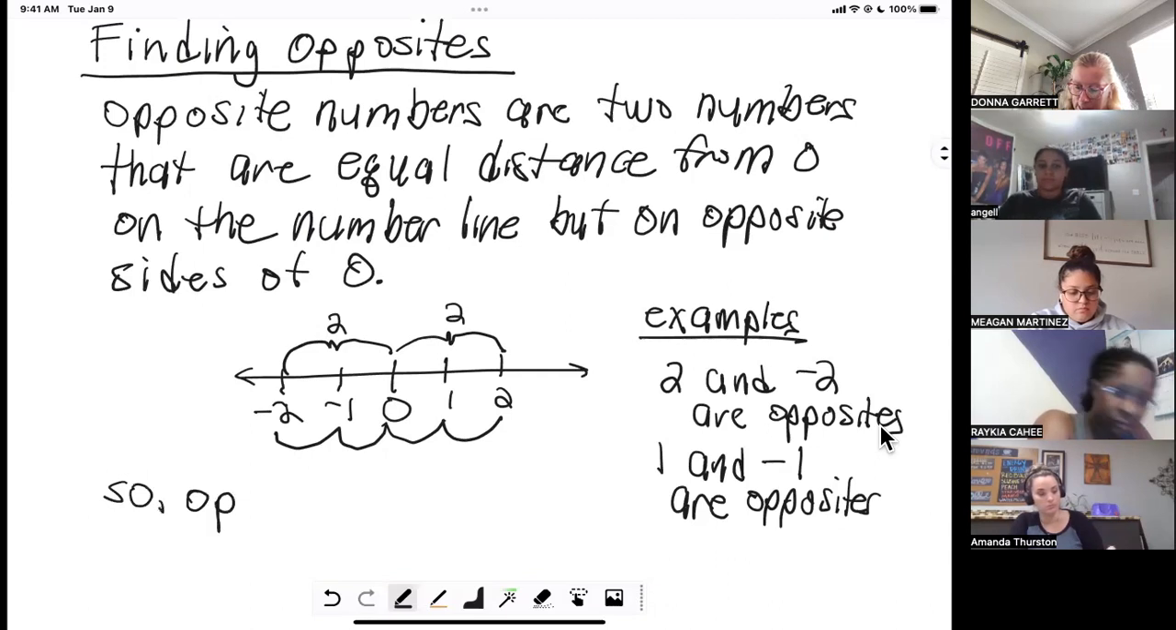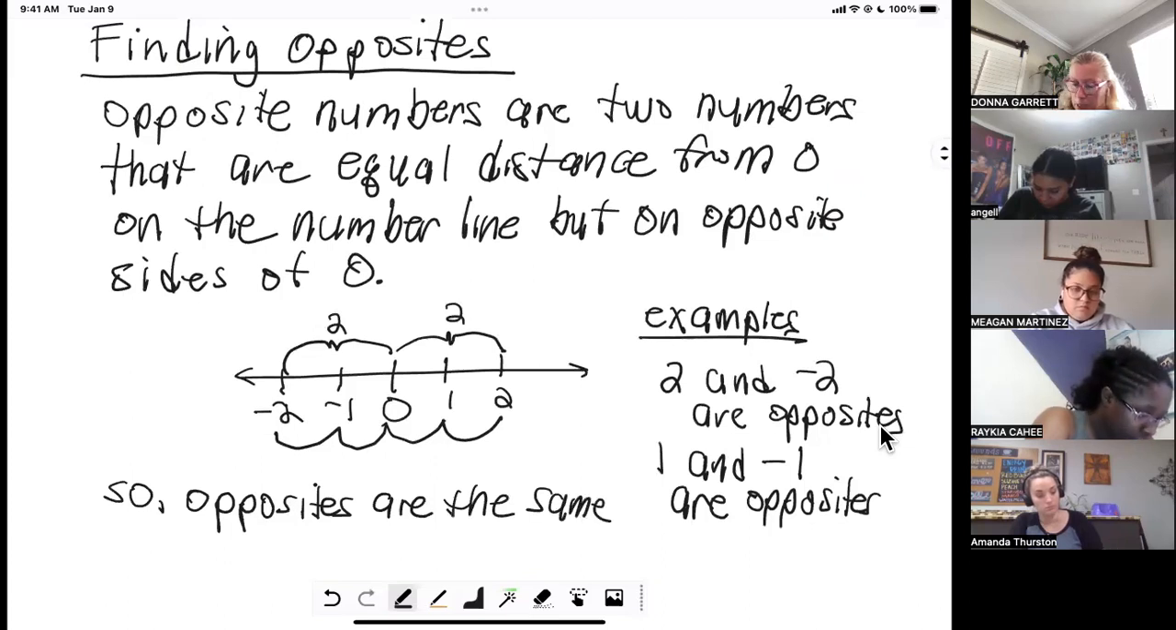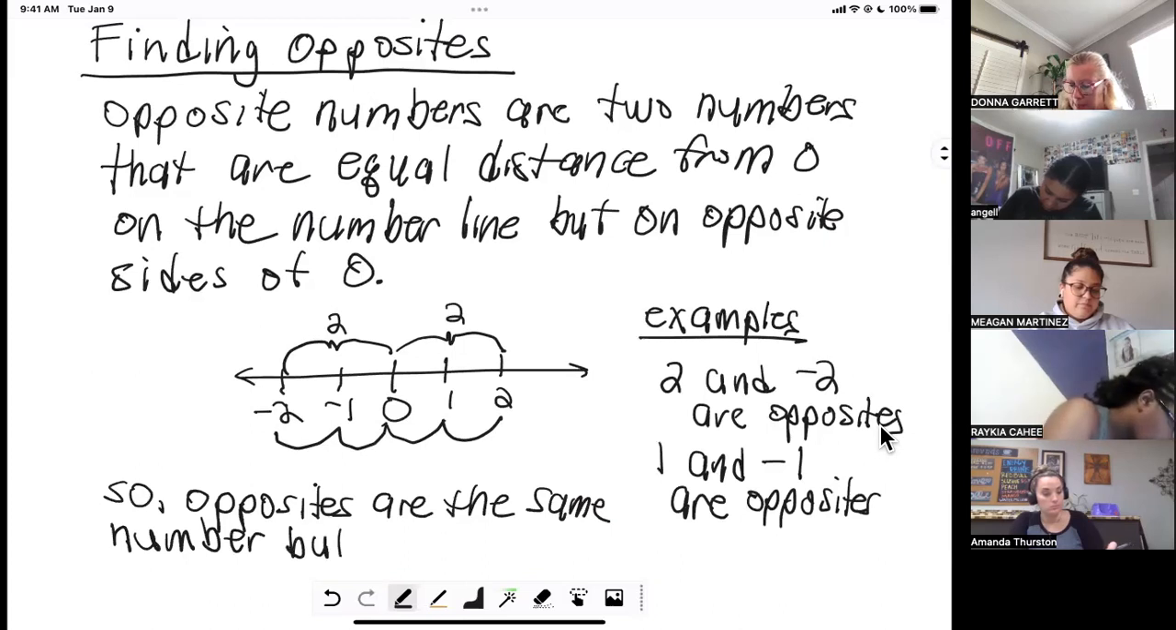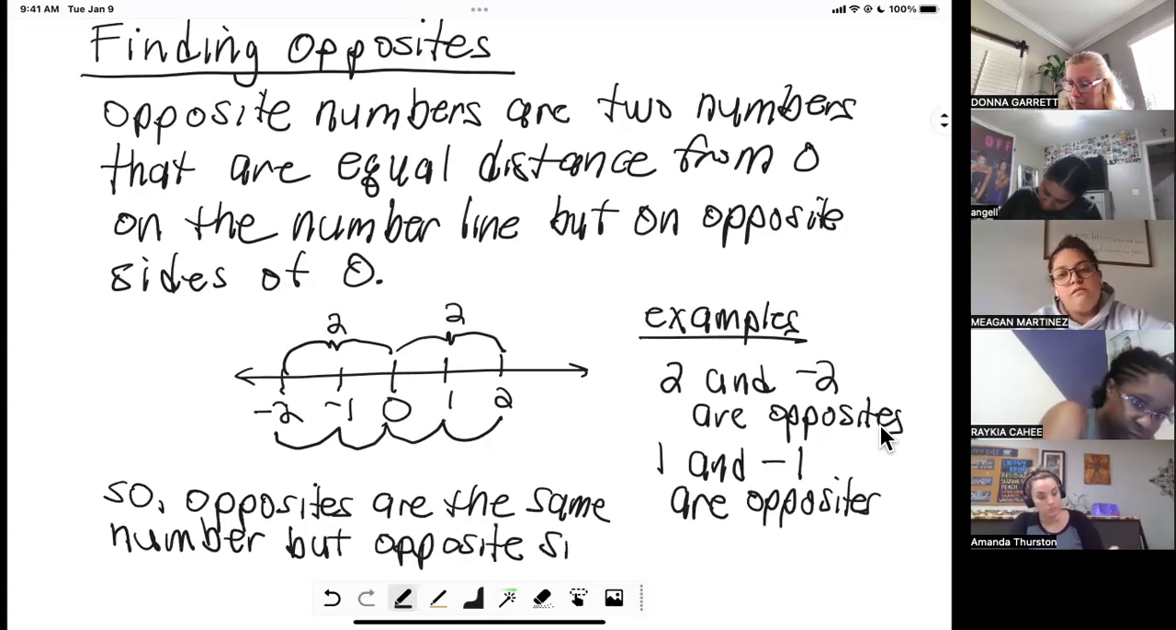So opposites are the same number, but opposite signs.